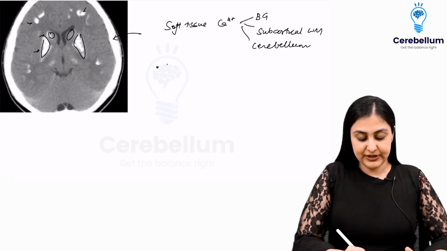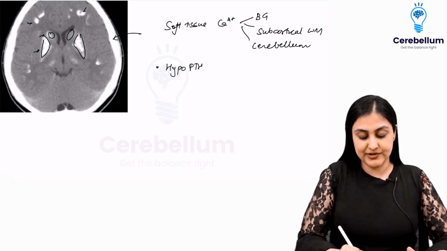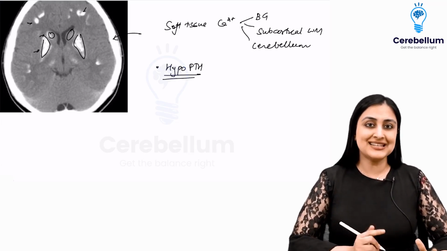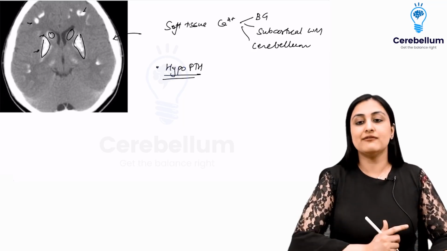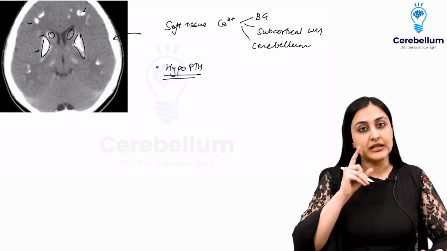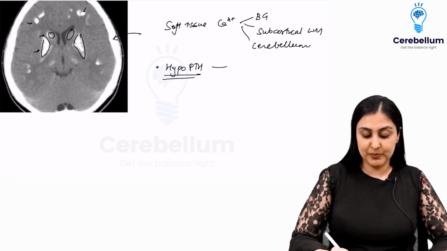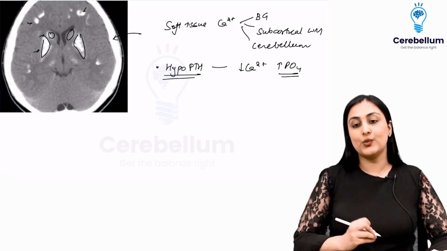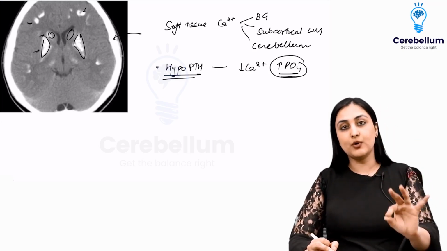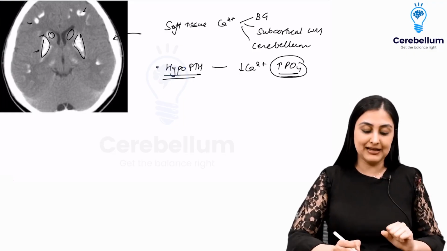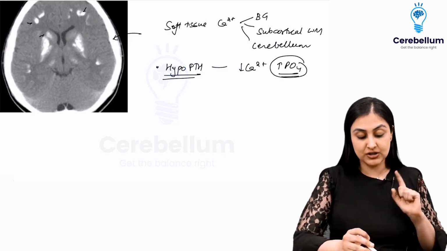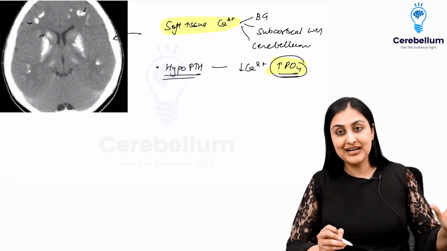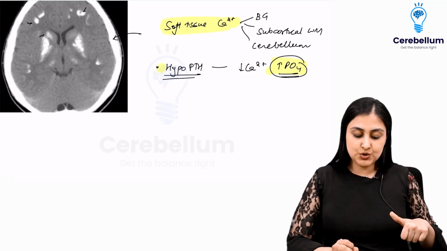The most important differential is hypoparathyroidism. I'm not talking about hyper, I'm talking about hypo. Sounds contradictory, that in hypo-PTH calcium should be low. Then why is it causing soft tissue calcification? Again, the concept being in hypo-PTH, the calcium is low but the phosphate is high, isn't it? So when the phosphate is high, it's going to sequester any remaining calcium and cause soft tissue calcification. So remember this, soft tissue calcification is more because of more phosphate rather than more calcium. Okay, I hope this concept is clear.